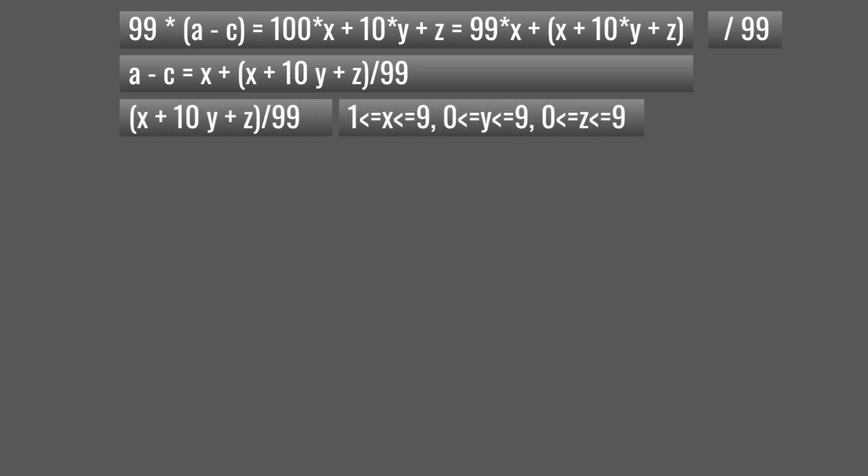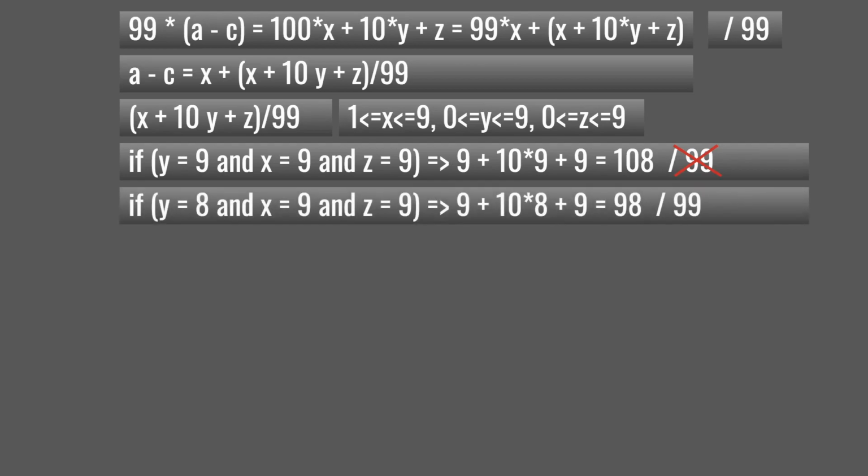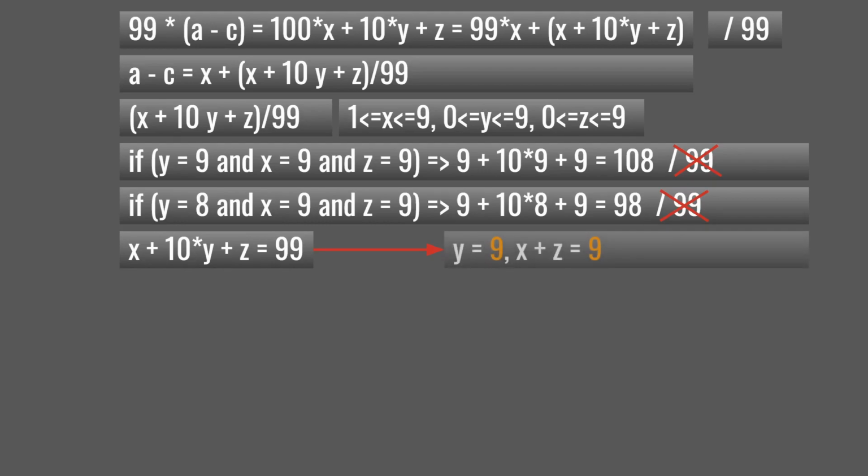If Y equals 9, X equals 9, Z equals 9, then the sum will be 108, not divisible by 99 without remainder. If Y equals 8, X equals 9, Z equals 9, the sum will be 98, not divisible by 99 without remainder. Then this sum must be 99, and this is possible if Y equals 9 and the sum X plus Z equals 9. Bingo! We have solved the problem with the magic number 9.